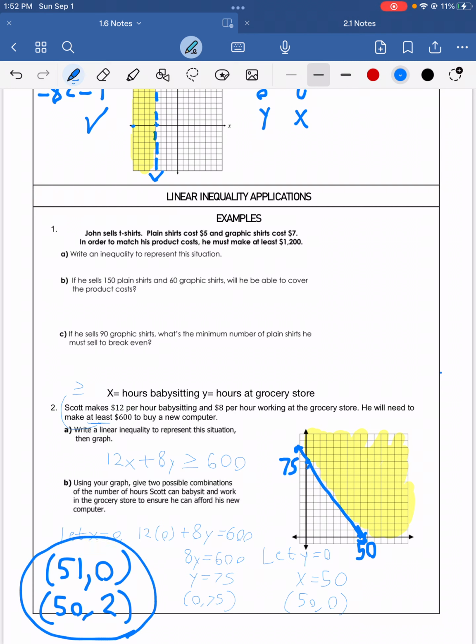You can give other solutions. It just needs to be in a shaded area, okay? So I just did values bigger than 50, and you can also do values like 0 and 76 would work, okay? And that many hours will get him more than $600 for that computer, okay?